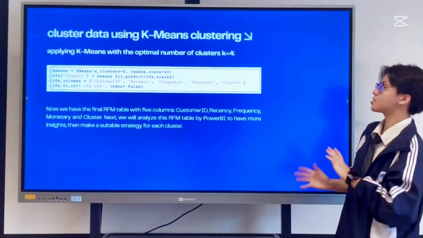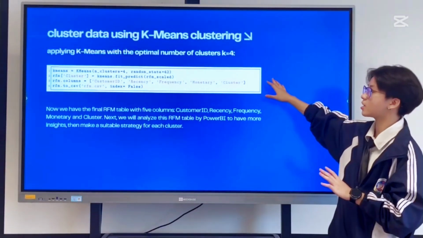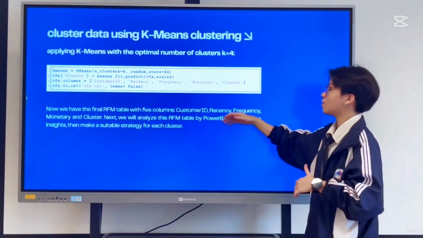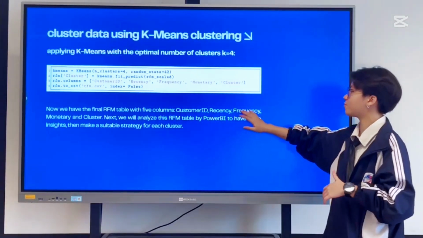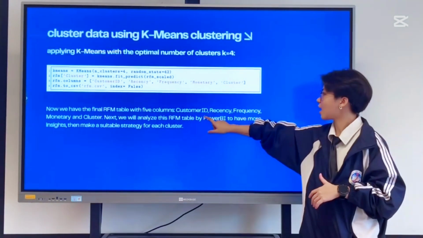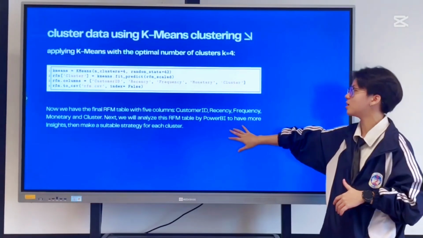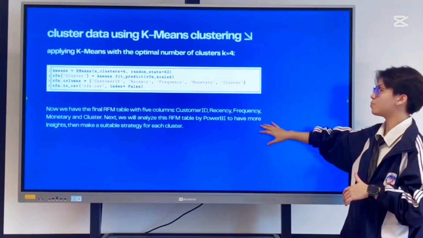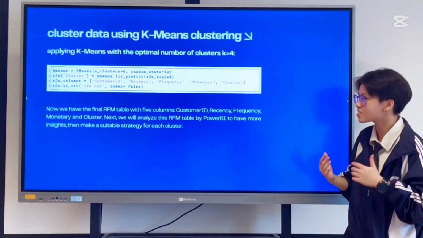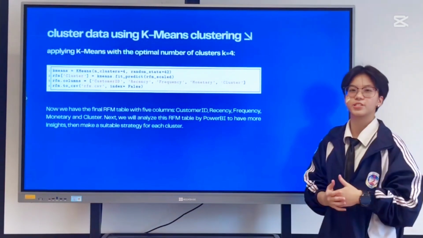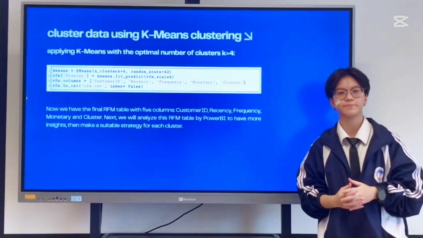And then we cluster the data using k-means clustering. After we determine that k equals 4, we have the final RFM table with 5 columns: customer ID, recency, frequency, monetary, and cluster of customer. And we analyze this RFM table with Power BI to gain more insight. Then we can make suitable strategies for each cluster of customers.